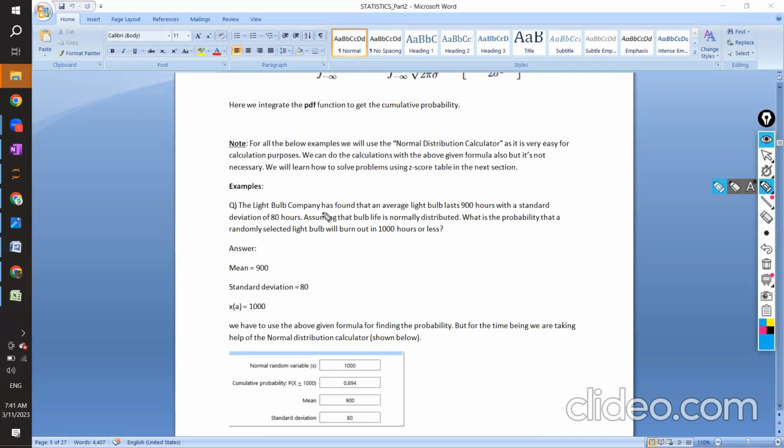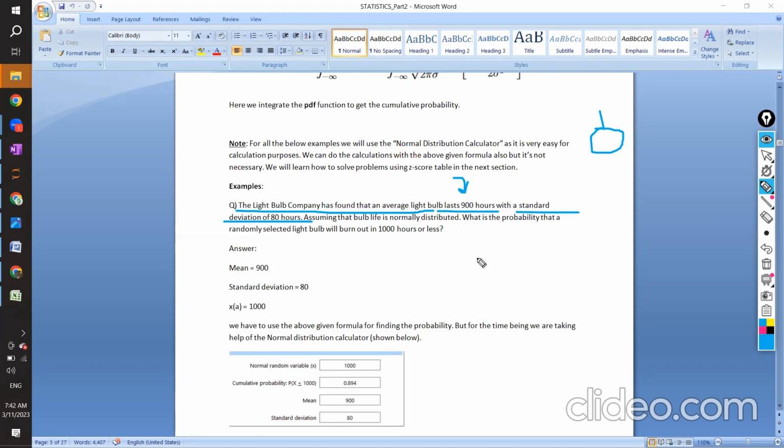He's saying a light bulb company is manufacturing bulbs, and there will be some life for the bulbs. He's saying the average time the light bulb will burn is 900 hours, but with a standard deviation of 80 hours. This is important. He's saying average is what?